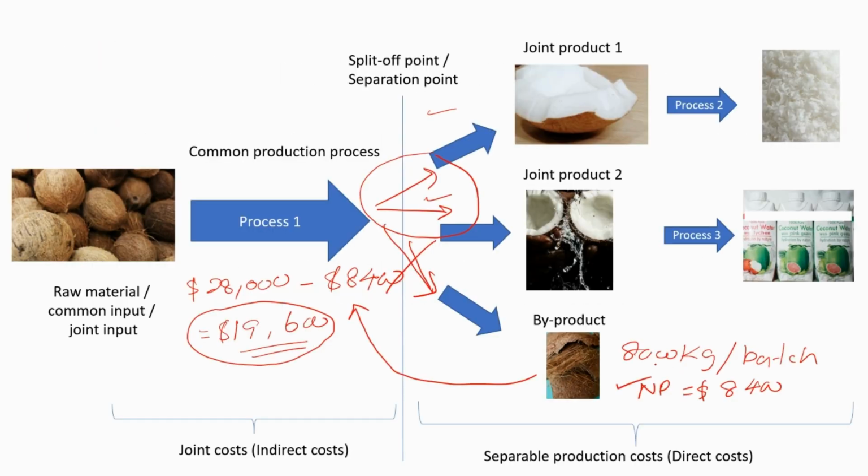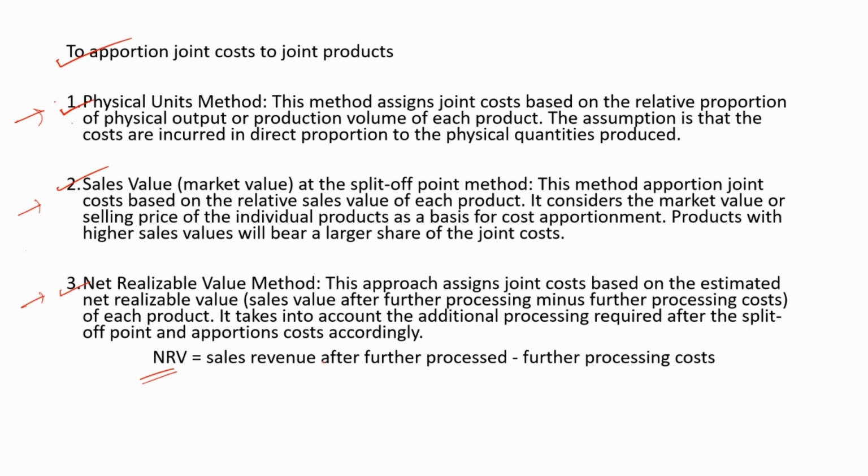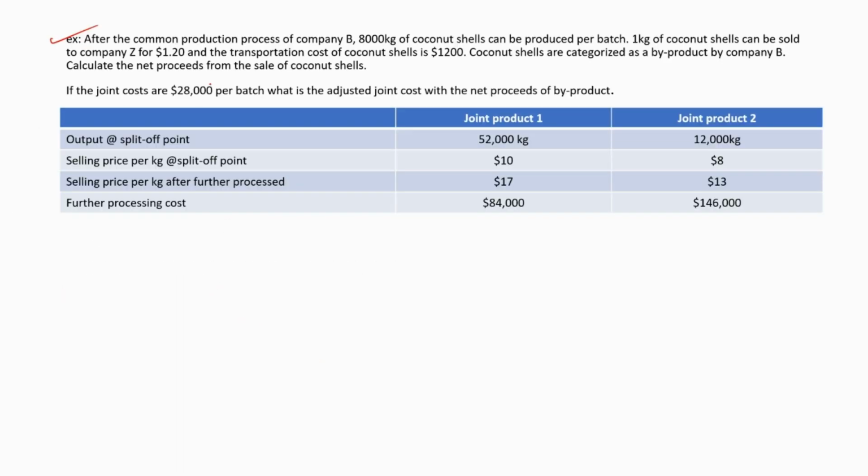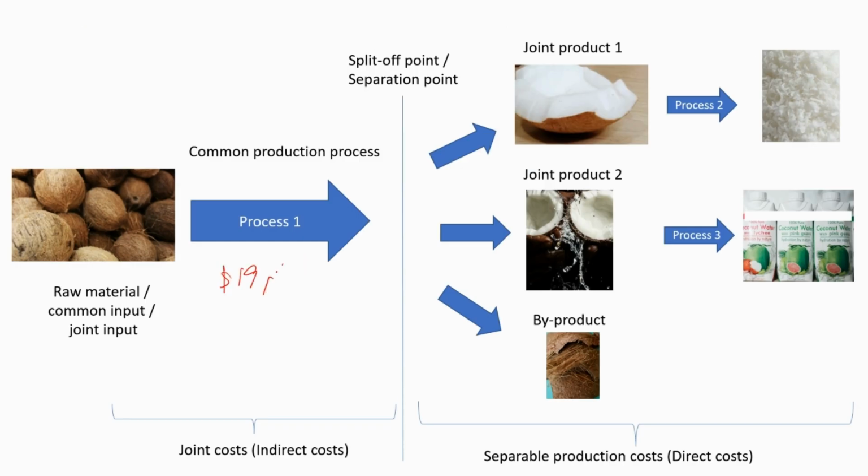We already calculated the net proceeds and the adjusted joint costs. The net proceeds is 8,400 and then we adjusted it with the joint costs. So the adjusted joint costs is 19,600. Remember that first we have to adjust the joint costs with the net proceeds from selling the byproducts. Now let's apportion this common cost between these two joint products. Remember that we do not apportion common production cost to the byproducts, because once we adjust the joint costs with the net proceeds of the byproduct, we do not consider byproducts again.